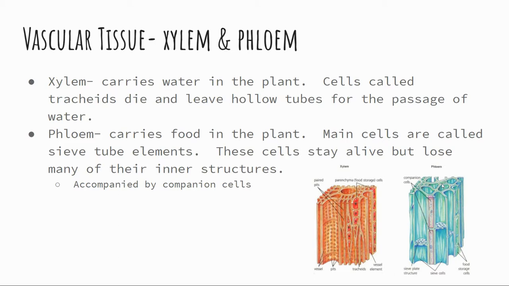Phloem, the main cells are called sieve tube elements, and these cells stay alive, but they lose a lot of their inner structures. And they also have companion cells, and they create like chambers, so to speak. As you move up the phloem, it'll cut off and open up, and so on and so forth, to move material, food, and nutrients through the plant.